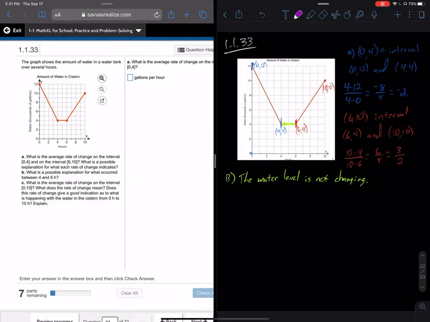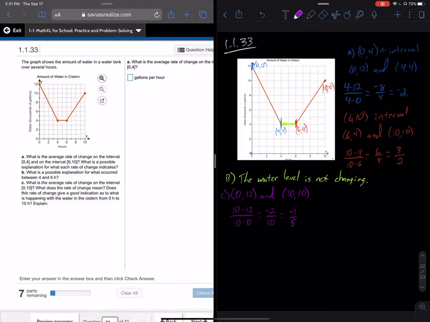And then part C, what is the average rate of change on the interval 0 to 10? And what does that rate of change mean? So from 0 to 10, we want to go from the point 0, 12 to 10, 10. So they're looking at the entire portion from the very start to the finish, 10 hours in. So we're going to do 10 minus 12 over 10 minus 0, which will be negative 2 over 10, which is going to be negative 1/5. So my average rate of change for part C is negative 1/5.